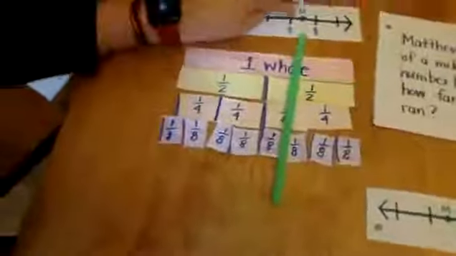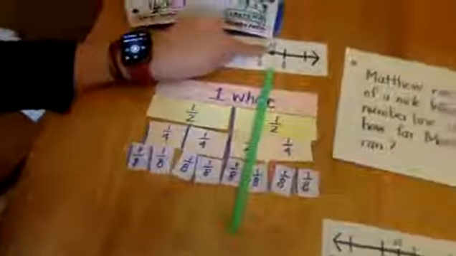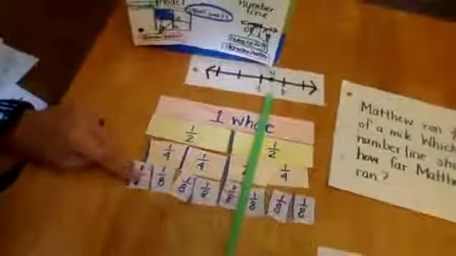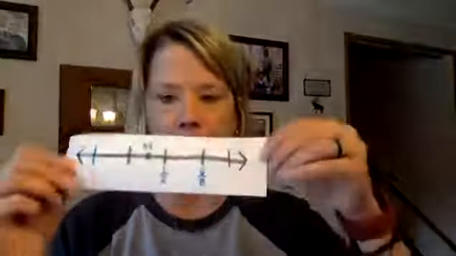So is this 3/8? Let's count. 1, 2, 3, 4, 5/8. That is not the correct fraction. That's not the correct number line, excuse me. Or we could call that also a length model. Scratch that one. We have one more.